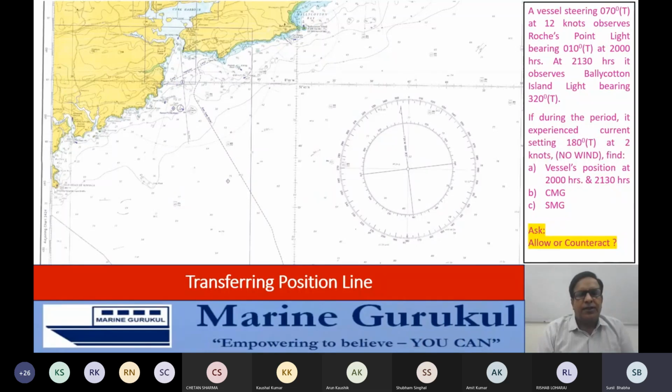Now, let's take up the questions. Same problem, only thing is this time no wind, but experiencing current. A vessel steering 070 degrees true at 12 knots.